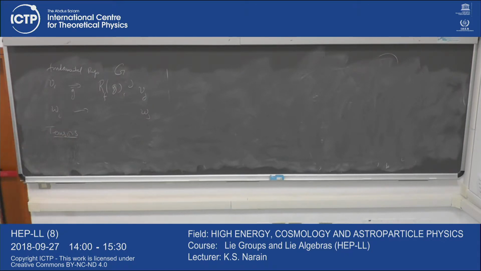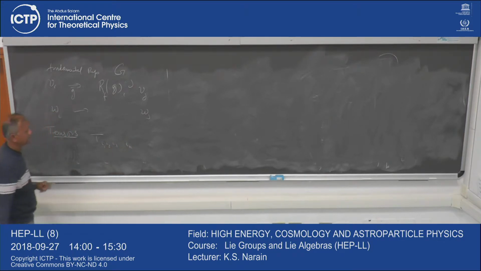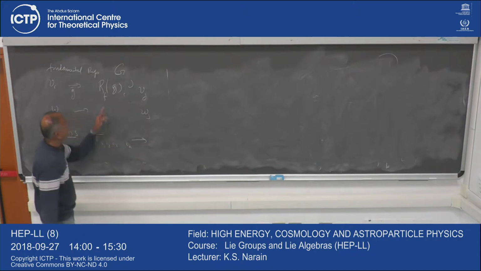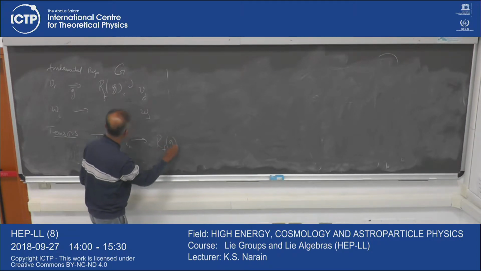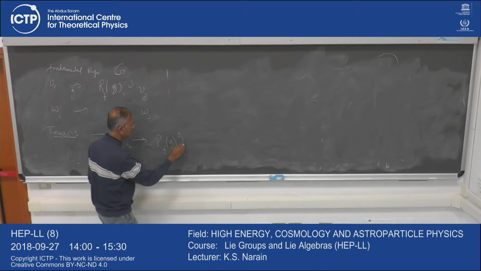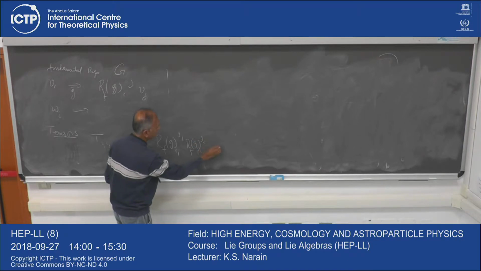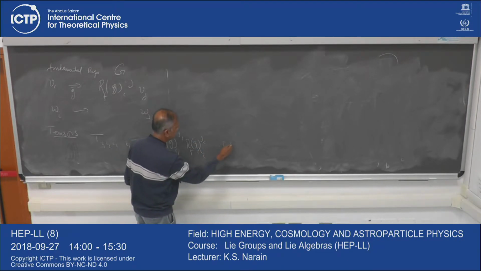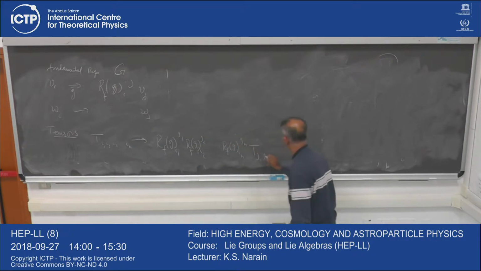Take tensors. You can construct any arbitrary rank tensor, let's say T with indices i1, i2, i3, up to in. So this is the nth rank tensor by definition. How does that transform? This will transform by, okay, writing R_F is very painful: R_F(g)_i1j1, R_F(g)_i2j2, and so on, R_F(g)_injn, times T_j1 j2 up to jn.